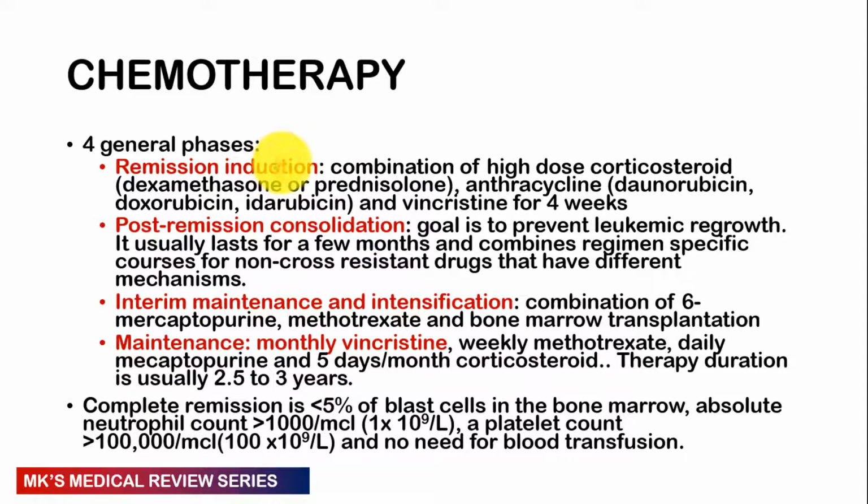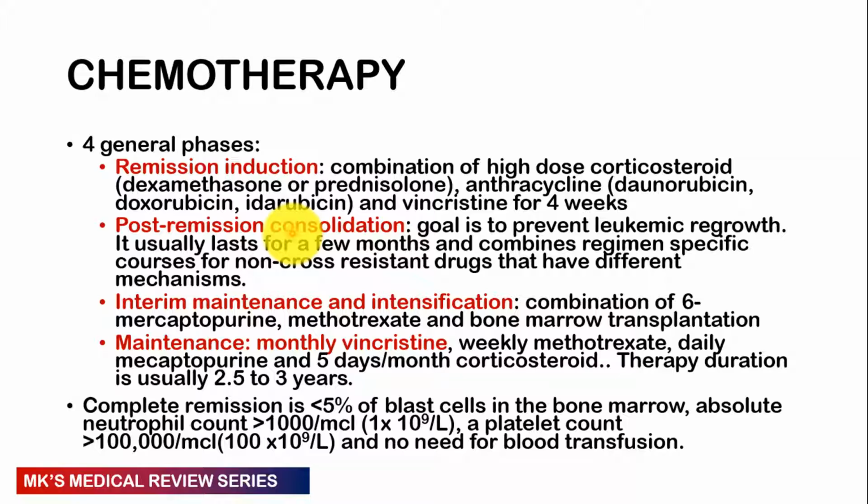So in the remission induction phase, you're going to combine high-dose corticosteroids such as dexamethasone or prednisolone, and anthracycline such as daunorubicin, doxorubicin, idarubicin, together with vincristine for about 4 weeks. Then of course, the goal is to get this patient into complete remission. Remember, when you have complete remission, you have less than 5% of the blast cells in the bone marrow, an absolute neutrophil count that is greater than 1,000 cells per microliter of blood, or a platelet count that is greater than 100,000 per microliter of blood. And then of course, this patient must not need any blood transfusion.